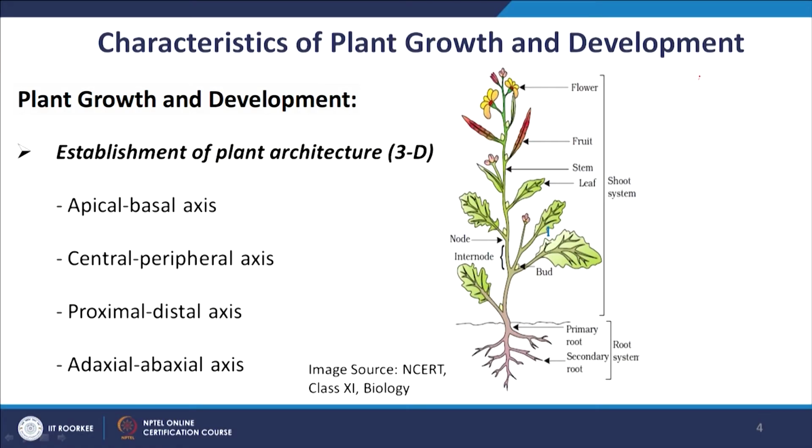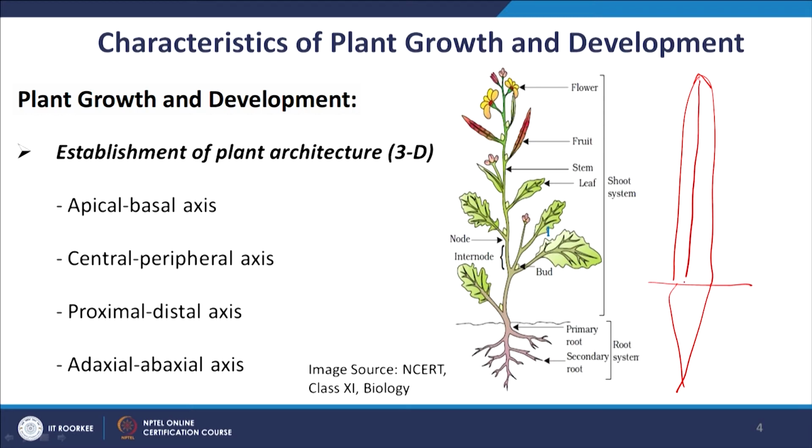So, if I draw here, let's consider this is a typical growing plant. This is the root, so we have a root system and we have a shoot system. The first axis where growth and development occurs is this axis, which we call the apical basal axis. This is mostly responsible for primary growth, because of the activity of the root apical meristem and shoot apical meristem.